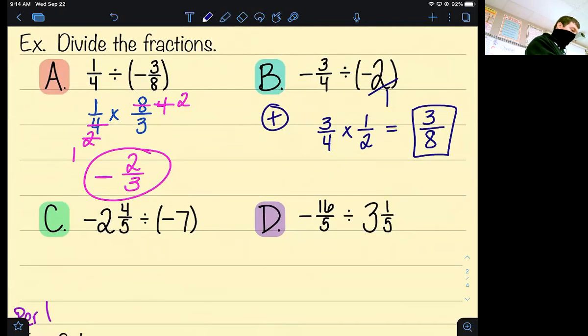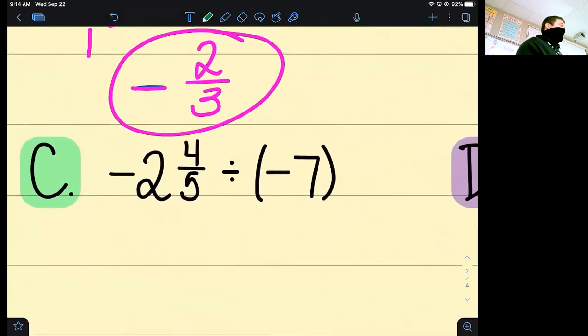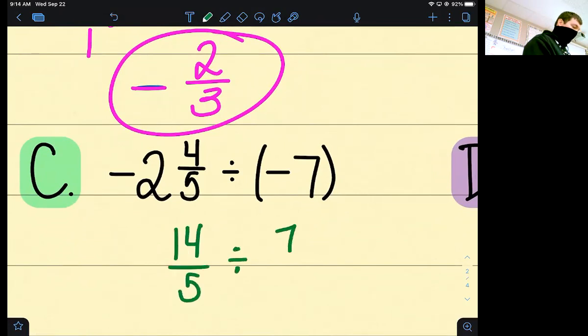Example C. 2 4/5. Aiden Pasquale, what's 2 4/5 as an improper fraction? Okay, 14/5 divided by 7/1. Again, I'm not writing the negatives because I know 2 negatives gives me a positive. All right, yay, positive.